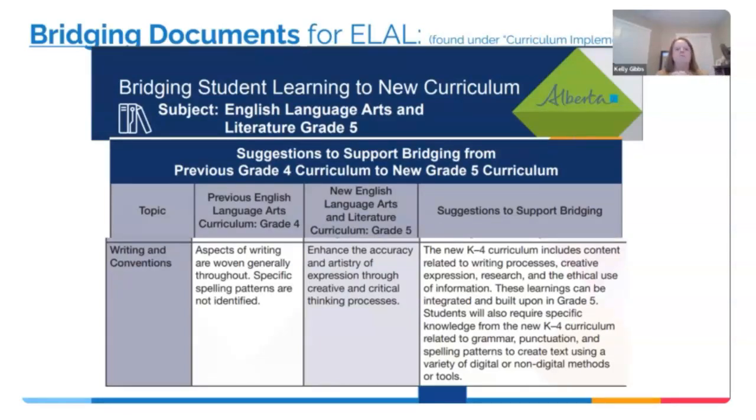Many haven't. So anyways, in the previous curriculum in grade 4, aspects of writing are woven throughout. Specific spelling patterns are not identified. Doesn't mean they didn't exist, but there wasn't as clear a scope and sequence. So now in grade 5, to enhance the accuracy and artistry of expression, and doing that through creative and critical thinking processes, well, that's a big shift in thinking. So the suggestions are to look at what they did.